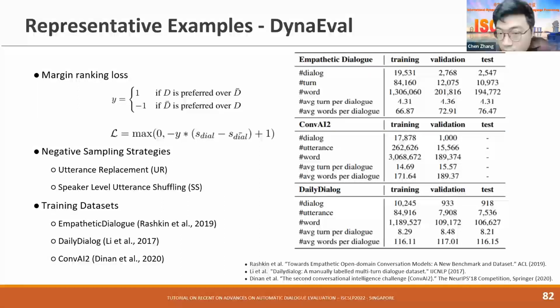So here is the margin ranking loss. If the label is 1, it means D is preferred over D bar. If the label is -1, then D bar is preferred over D. We use two sampling strategies to obtain the negative samples. One is utterance replacement, the other is speaker-level utterance shuffling. The first perturbs the semantics, while shuffling changes the order of the utterances, so it manipulates the coherence. The training datasets are the three commonly used datasets we introduced already. ConvAI2 is basically a larger set of persona chat. On the right are some statistics of the dialogues.